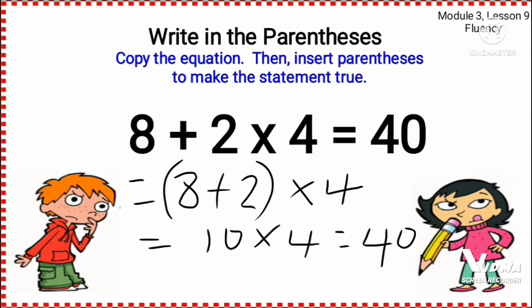But look at where I now put the bracket. 8 plus 2 in bracket is 10. 10 times 4 is 40. That is what we're looking for.